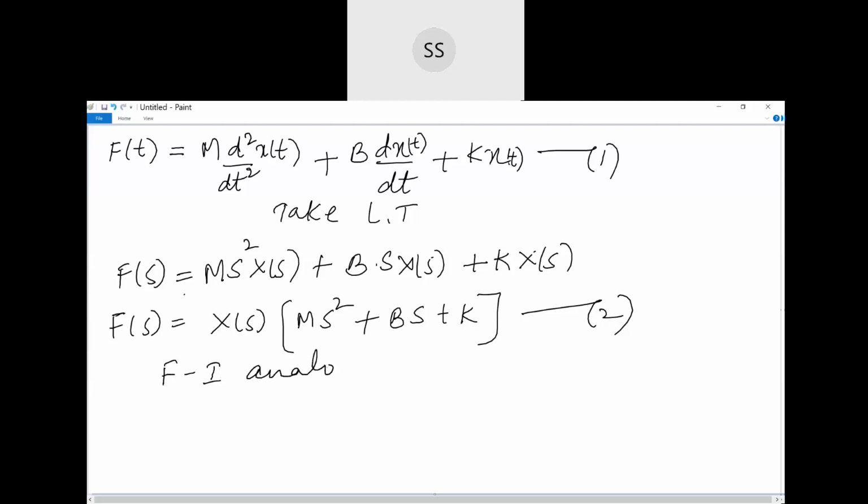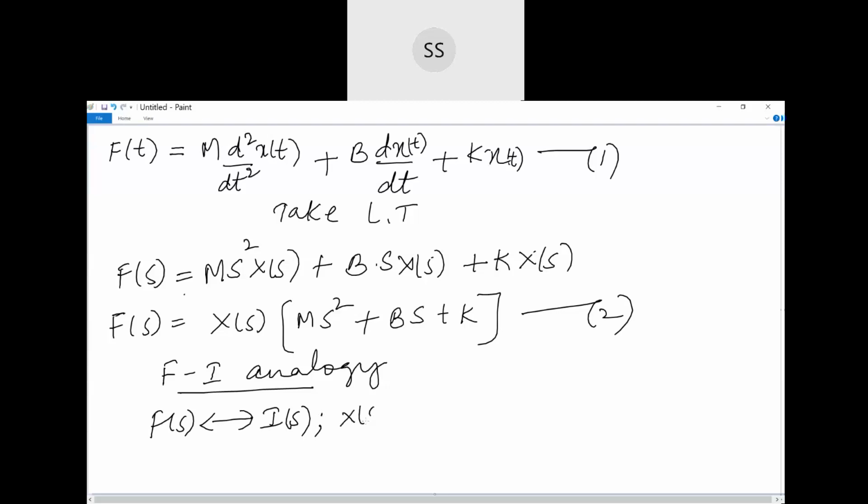That is, we have to substitute FI analogous components in equation 2. Now in FI analogy, f of s is analogous to the current source. In FV analogy, f of s was analogous to voltage source V of s. Now it is analogous to current source I of s. Because we have two electrical circuits, one is a series LCR circuit, the other one is a parallel LCR circuit where current source is the input.